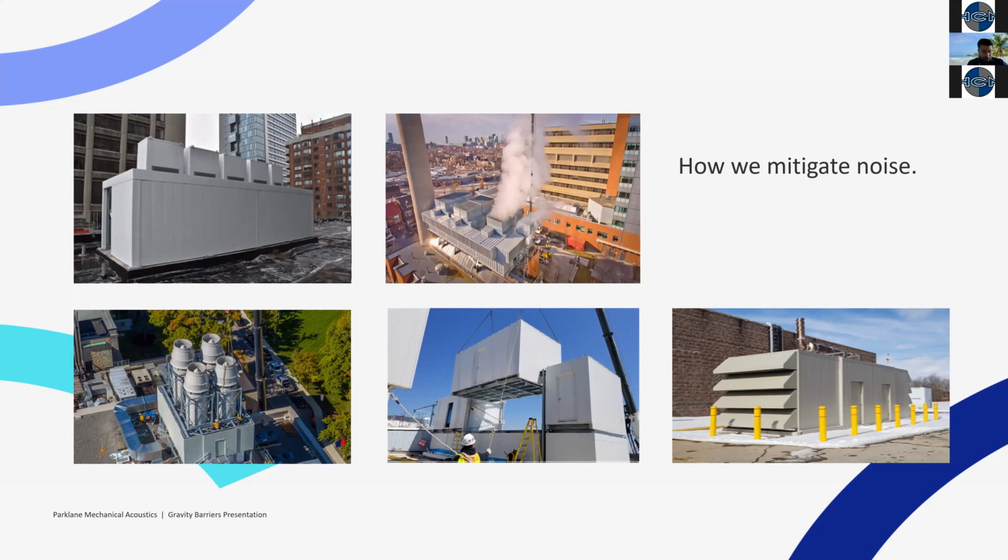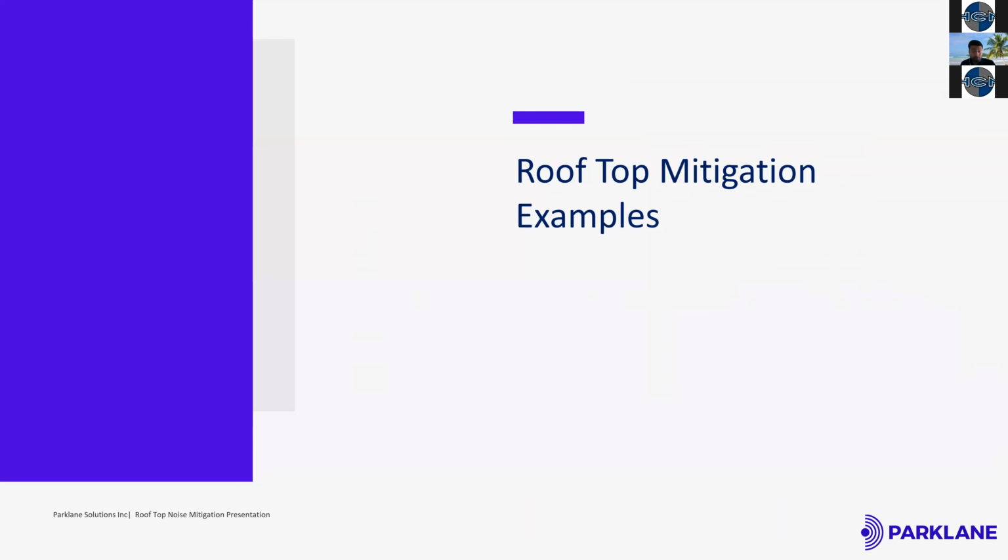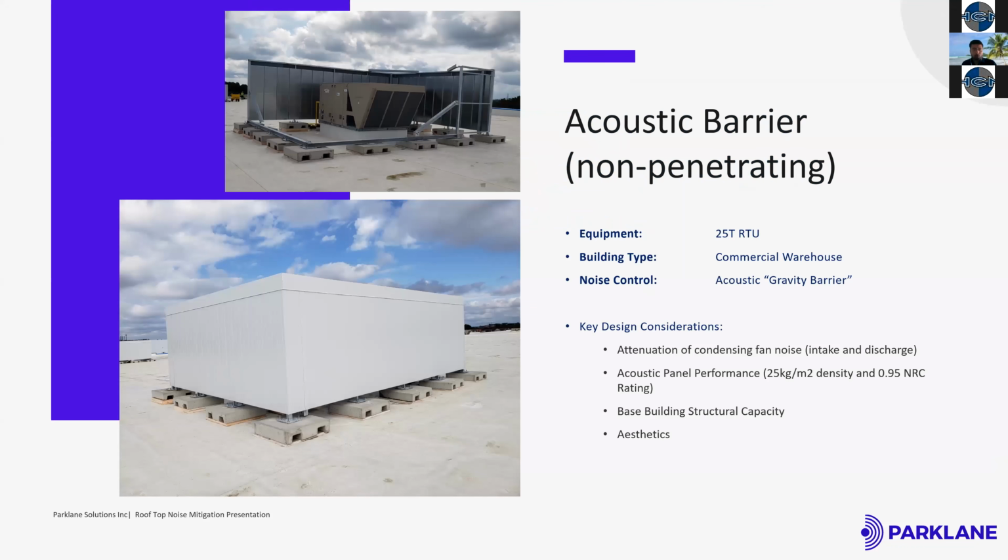All right, so the different types: we have enclosures, silencers, a circular silencer over a chimney or a stack. We have enclosures which allow for intake and exhaust with acoustic louvers and whatnot. Here are some examples that we have done in the past for rooftop units.